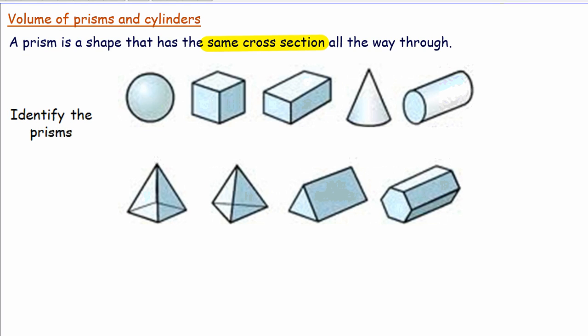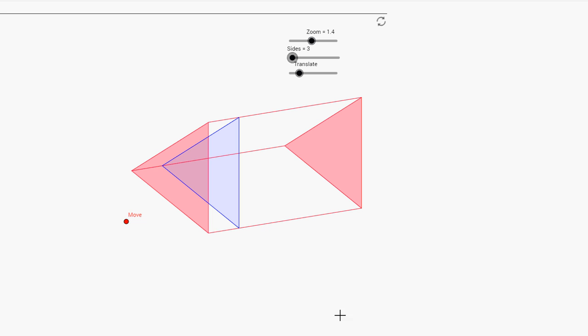A prism is a shape that has the same cross section all the way through. What I mean by that is this. Suppose we have a prism like this one here. Now, this is a triangular based prism.